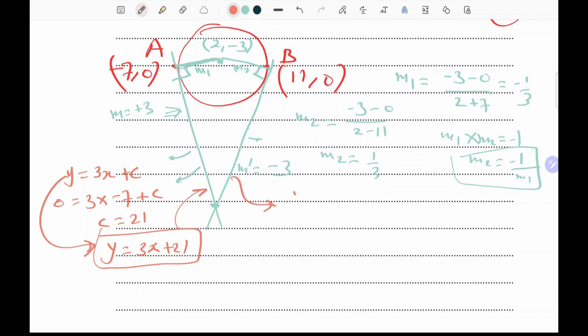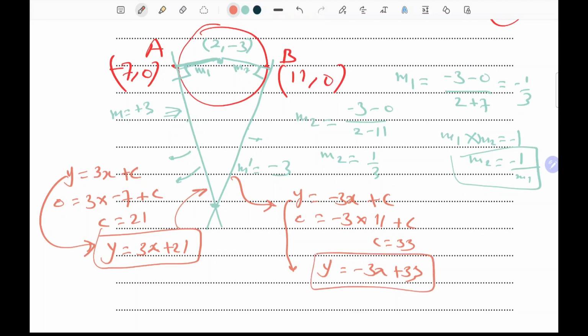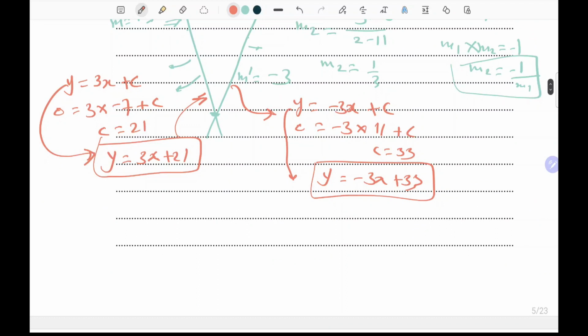Now we have to find the equation of this tangent. So again, y equals mx plus c, and this time y is 0 here and x is 11, so c is 33, right? So the equation of tangent equals minus 3x plus 33. So students, we got the equation of this tangent, we got the equation of this tangent. Now we just need to solve these two equations and we can get this point of intersection.